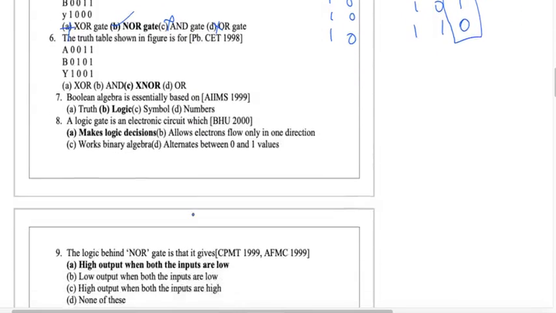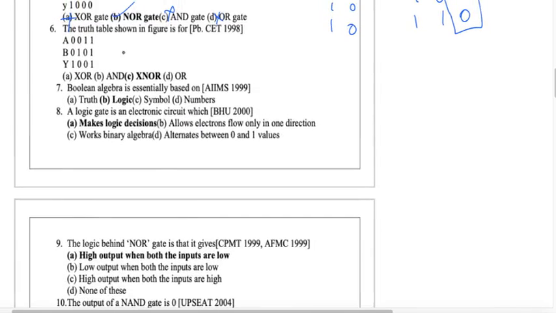Now coming to the sixth question, the truth table shown, which one is that? If both the inputs are 0, the output is 1. It is not an exclusive OR gate, as you have seen just now. It is not an AND gate, we already know the truth table, and it is not an OR gate also. So the left option is XNOR gate.